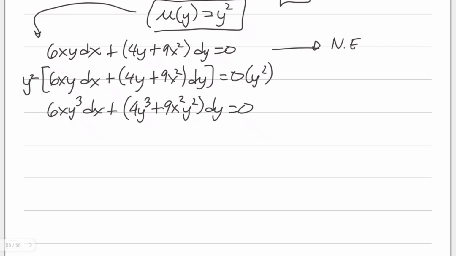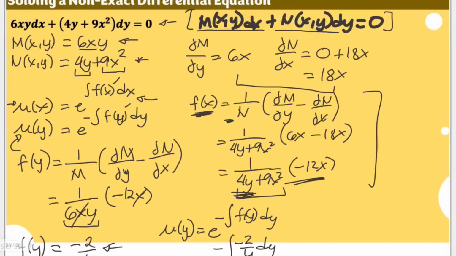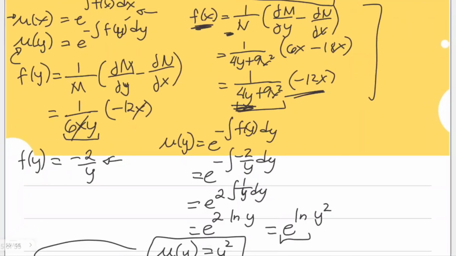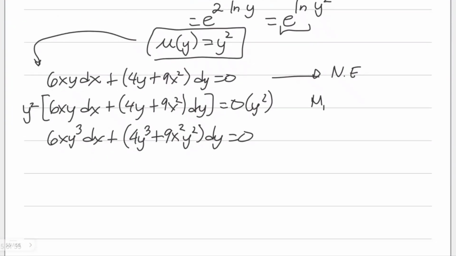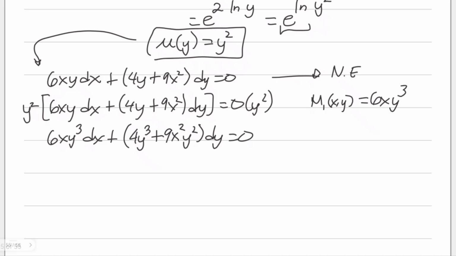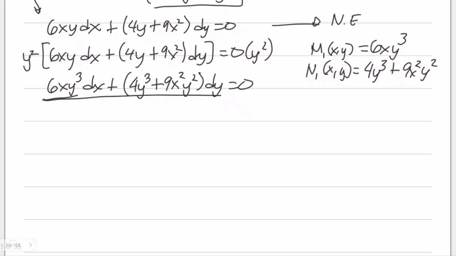Let's see if this is really an exact equation now. We will have another M and N to differentiate from our original M and N. Let's just simply call it M sub 1 of xy, which is 6xy cubed, this here. And our N sub 1 of xy, you will have 4y cubed plus 9x squared y squared. Let's see if this is really an exact equation now, this one here.